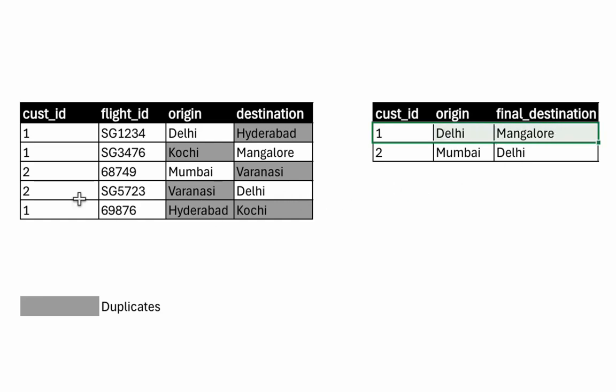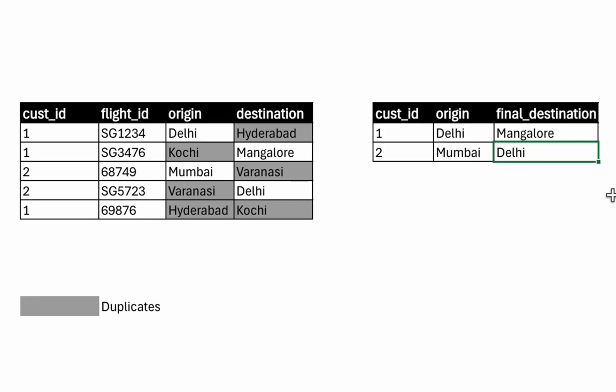Again, let's look into the record for customer ID 2. So customer ID 2 is going from Mumbai to Varanasi. Then he is going from Varanasi to Delhi, because Varanasi is duplicate, because here we can see Varanasi as destination, and in the second row Varanasi as origin. So Varanasi is duplicate city, so that is why we have highlighted them in gray. Now if we pick non-highlighted row for this customer ID 2, we have Mumbai as origin and destination as Delhi. So we can say that this customer ID 2 is going from Mumbai to Delhi.